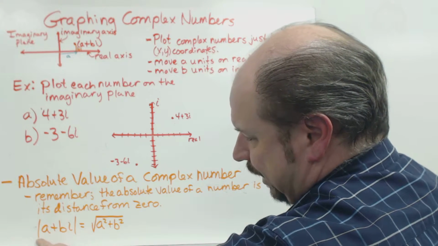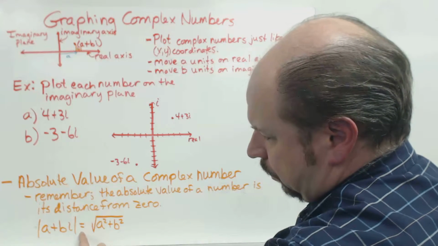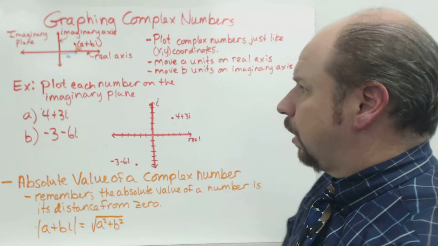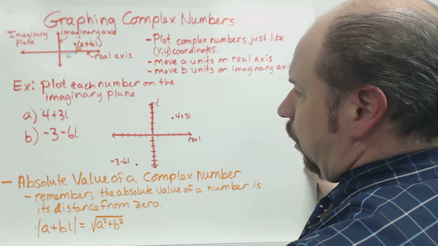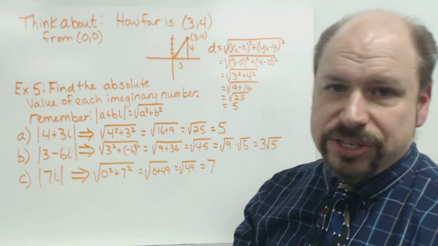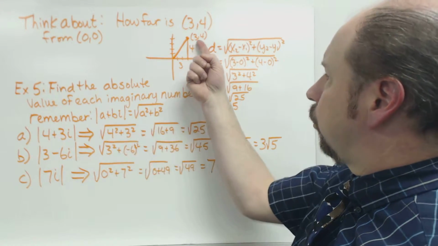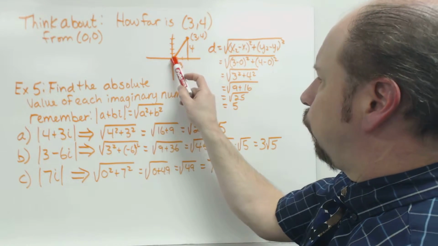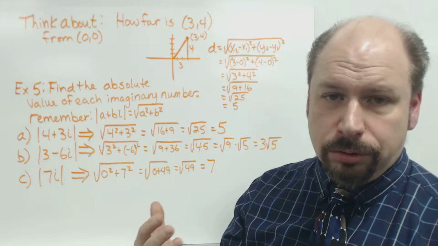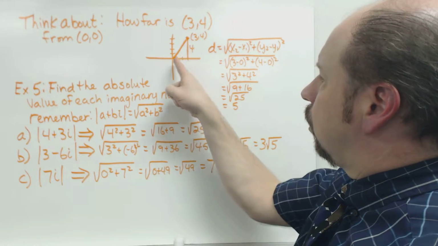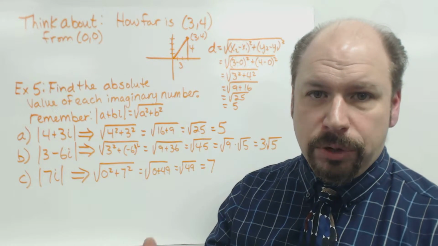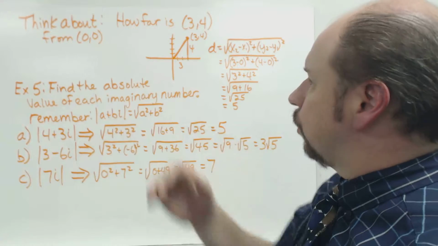And so if we were to look at the absolute value of a plus bi, it is equal to the square root of a squared plus b squared. And I'm going to show you on the next slide why that is. So if we just think about the coordinate 3, 4, and we go over 3 units and up 4 units and plot that on the regular coordinate plane, what is the distance that 3, 4 is from the origin, from 0, 0?